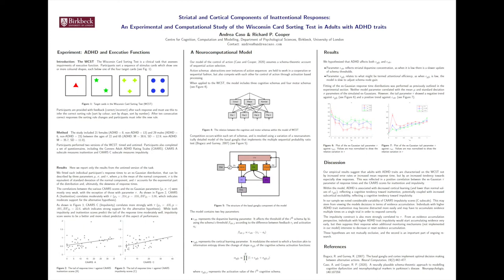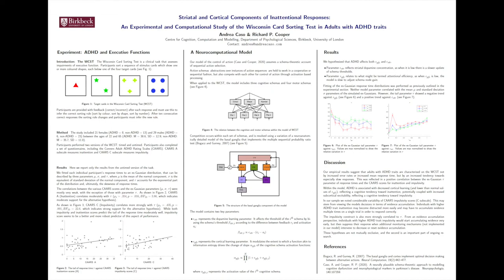We observe that altering these two parameters changes the tail of the simulated response time, so the tau parameter that we saw earlier, but not the mean or the standard deviation. This is remarkably similar to what we see in our participants. Epsilon PFC and epsilon striatum, as you can see in the third column, are negatively and positively correlated with the tail parameter, respectively.